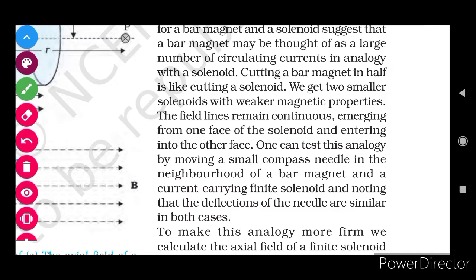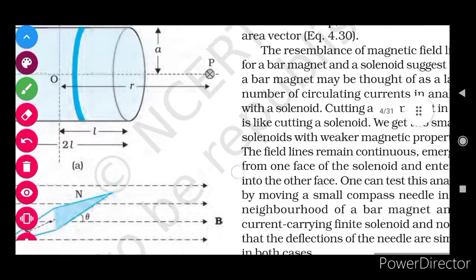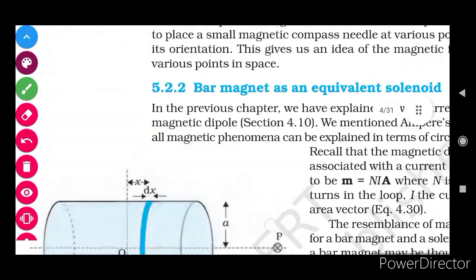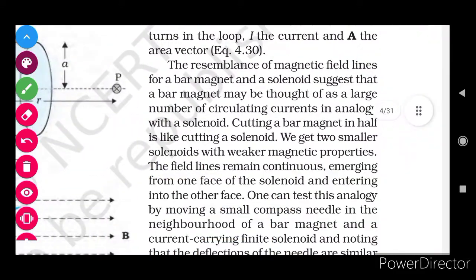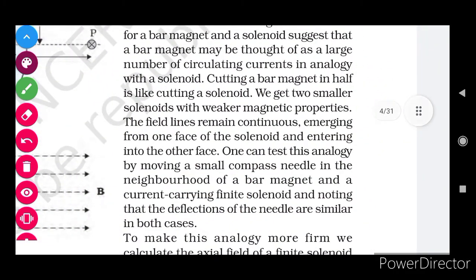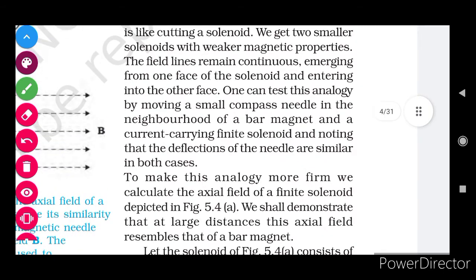One can test this analogy by moving a small compass needle in the neighborhood of a bar magnet and a current carrying finite solenoid, and noting that the deflections of the needle are similar in both cases, suggesting the magnetic field is the same in both cases.